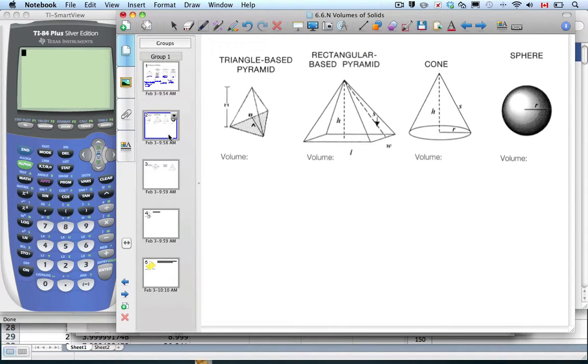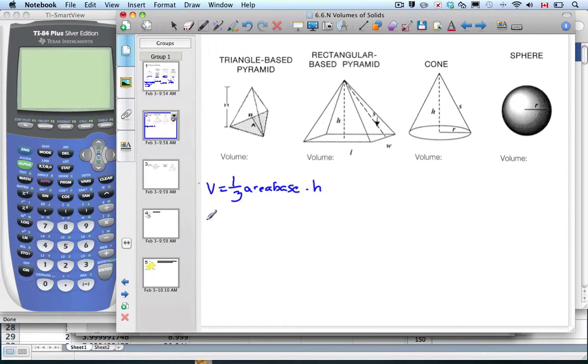All right, and so now, triangular base prism, or pyramid, sorry. Triangular base pyramid. Well, with pyramids, any kind of pyramid, as opposed to the area of the base times the height, it's always 1/3 the area of the base times the height.